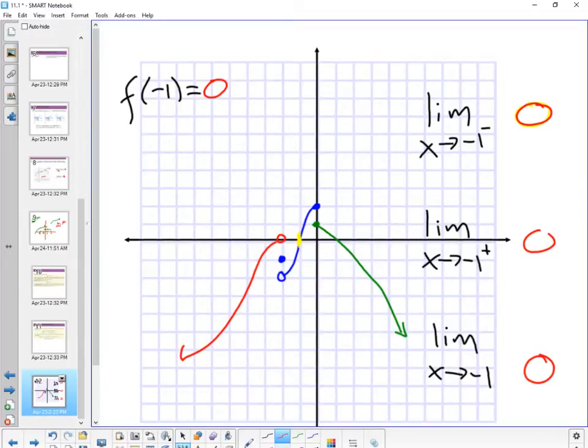That doesn't matter, that stops right here at 0. So I'm going to go to the blue one now, and I'm going to approach -1 from that side, and I'm approaching 0.